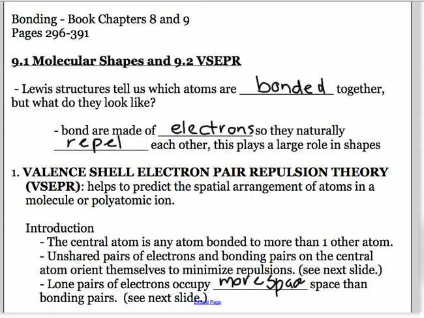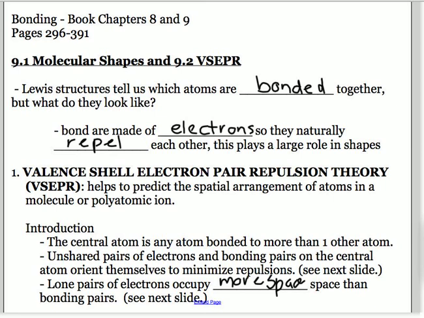We know that when we bond, we're using electrons, and electrons are negative, so when electrons are near each other, they repel each other. So what they came up with is this lovely thing called VSEPR, the valence shell electron pair repulsion theory. Basically, it's a way that without building every single model, you can predict the shape of different molecules or polyatomics.